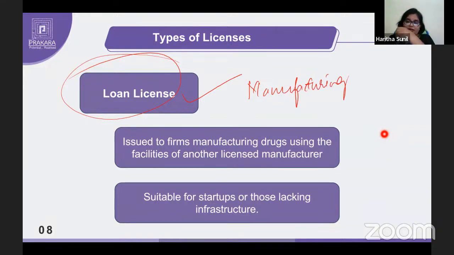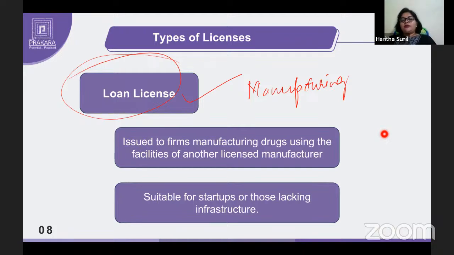We call it a manufacturing license, which is issued to any company that does not own the manufacturing facilities, but has the intention to manufacture drugs using the facilities of another licensed manufacturer. Just like if we don't have a house, we will take it for rent, right? So before taking it for rent, we will be giving the advance. In the same way, if you want to buy a home and you don't have the amount with you, then you will go for a loan and then buy the house.